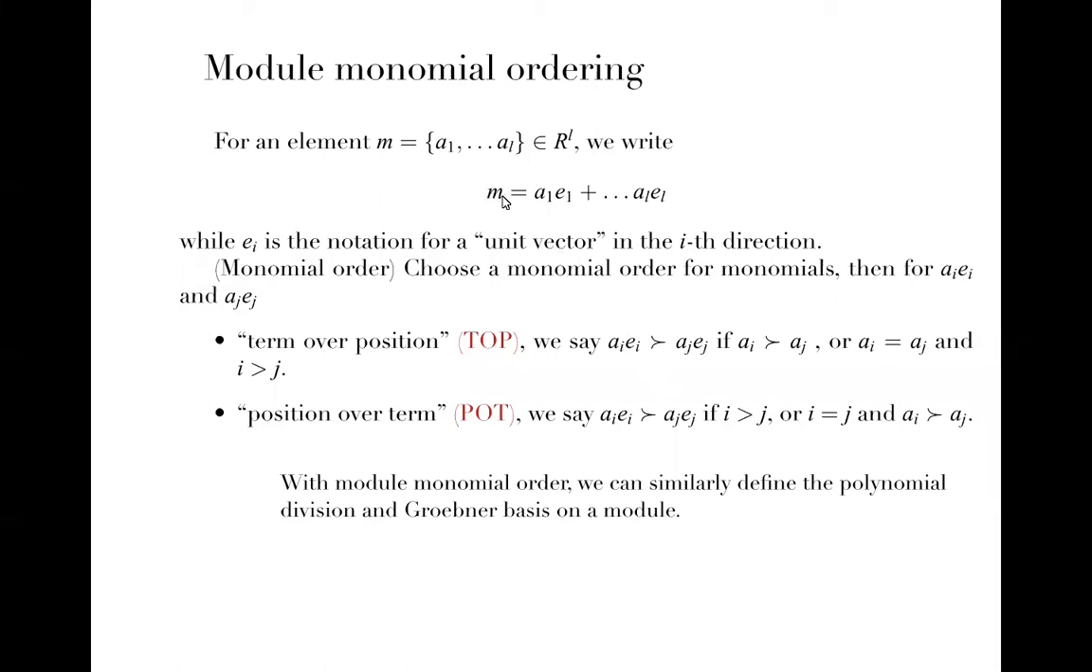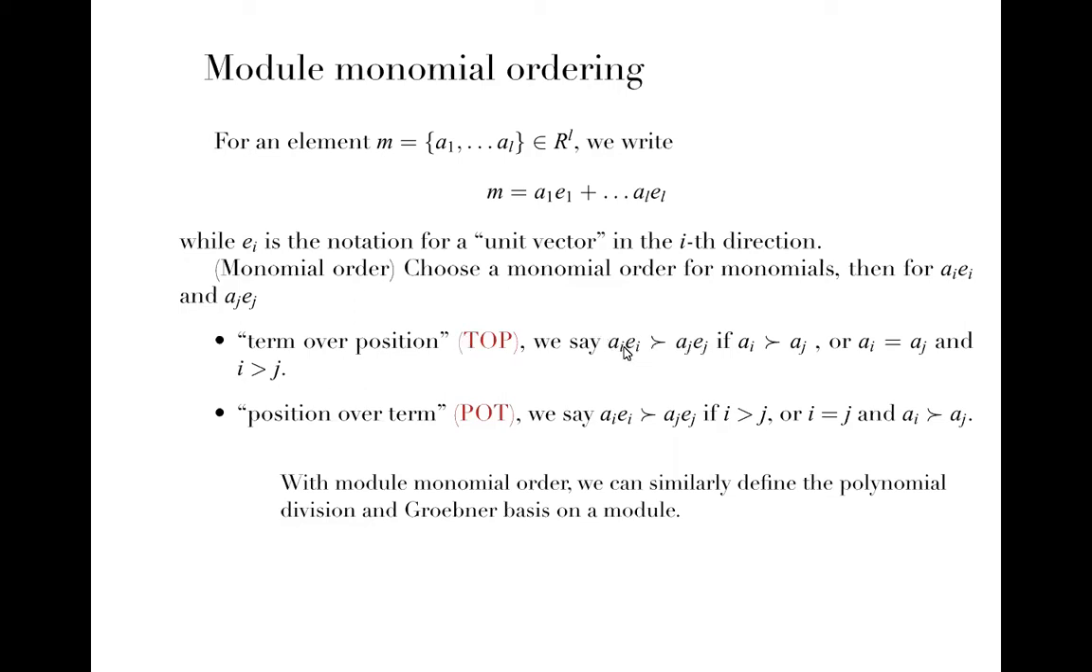For this kind of element in a module, we try to find a monomial ordering. Then we can do some kind of polynomial division over the module, and we can also do Gröbner basis computation over this module. So how do you define this kind of monomial ordering for the module? What is a monomial in this case? The monomial we use is just one monomial times any kind of unit vector, any direction. We have basically two kinds of extension of the polynomial ordering, two kinds of module ordering. One is term over position.